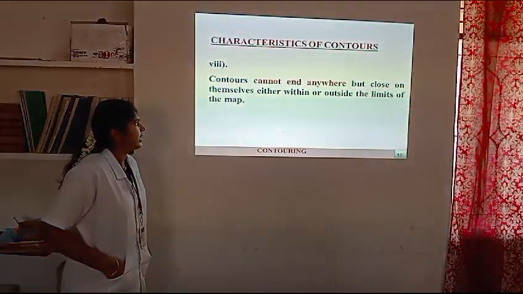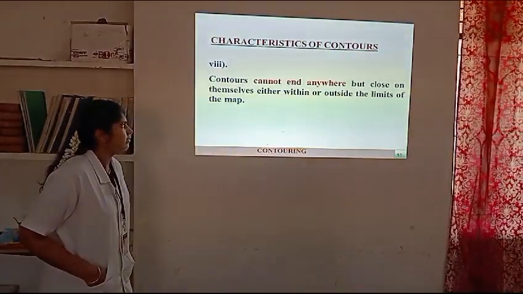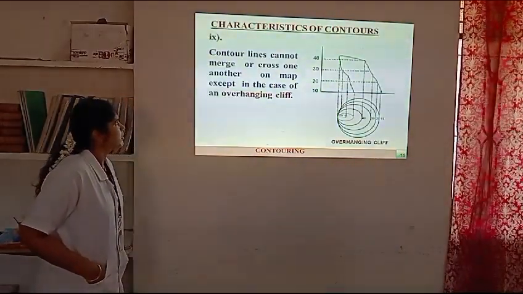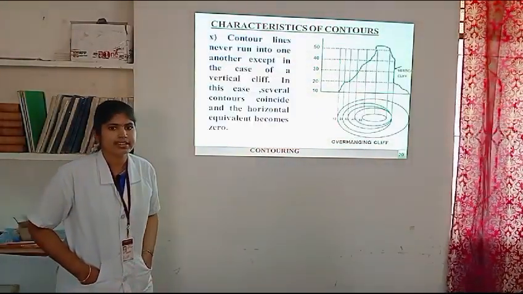Contour lines cannot end anywhere but close on themselves either within or outside the limits of the map. Contour lines cannot merge across one another except in the case of overhanging or vertical cliff.